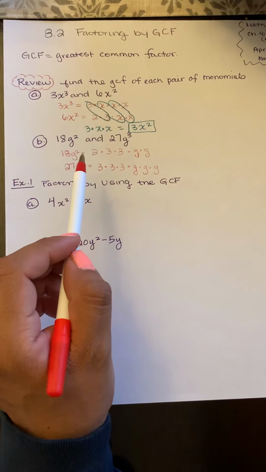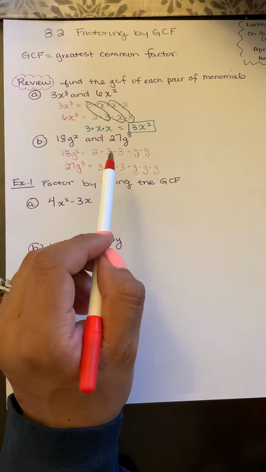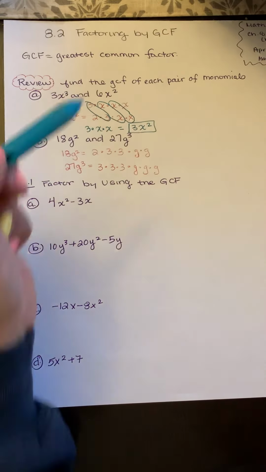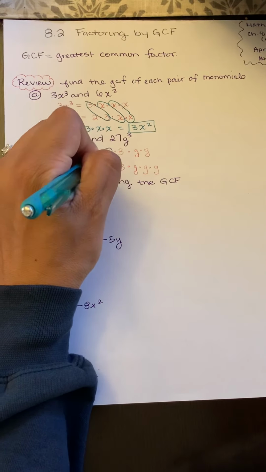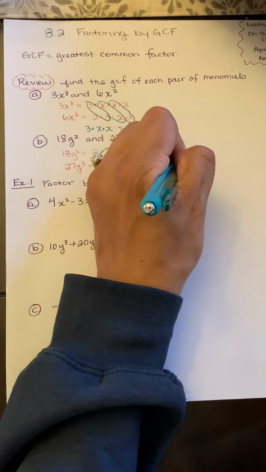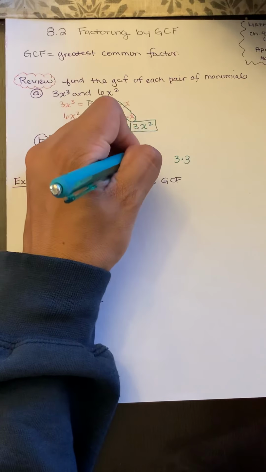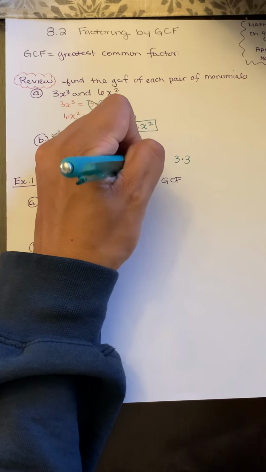Okay, once I've written out the prime factorization of each coefficient, I'm going to go ahead and align the common factors. So whatever they have in common, I'm going to circle it, write it out. I have a pair of 3's. I have another pair of 3's. Okay. Pair of g's and g.